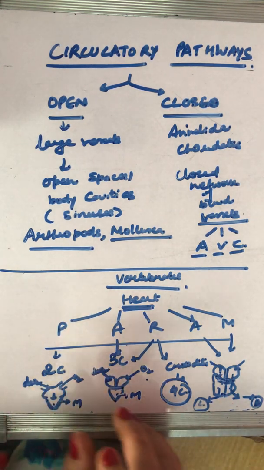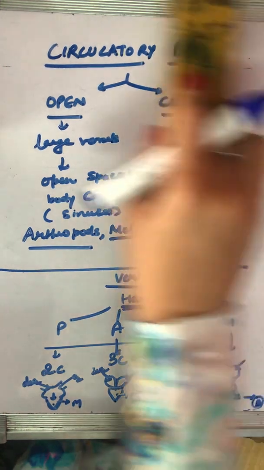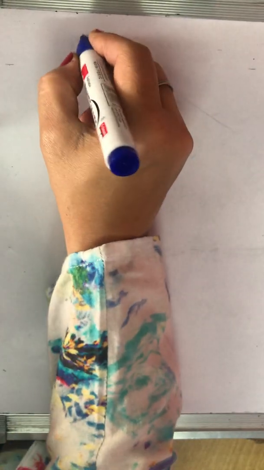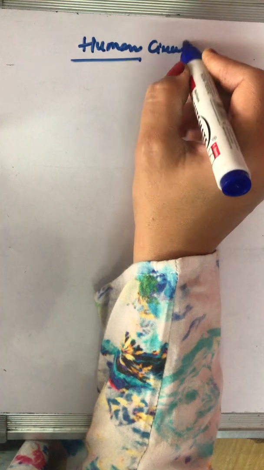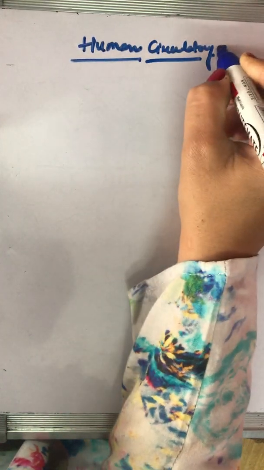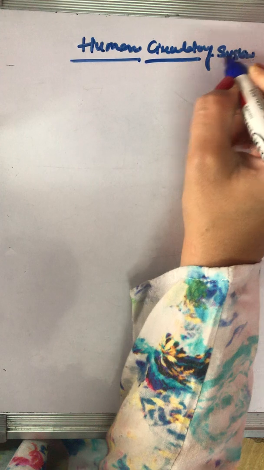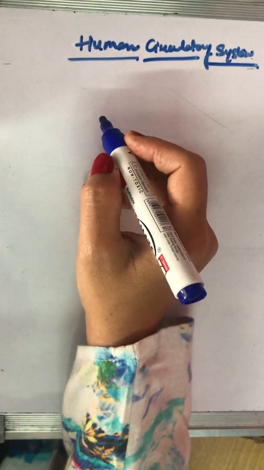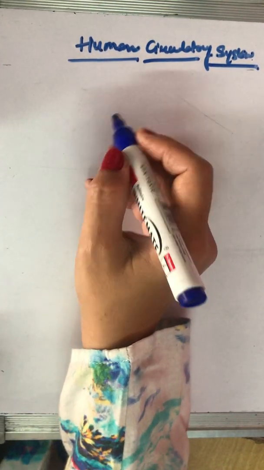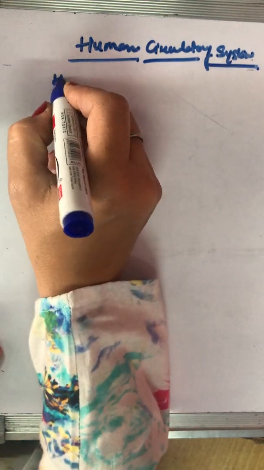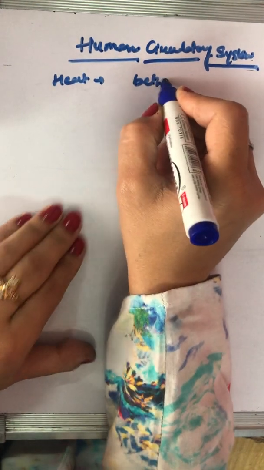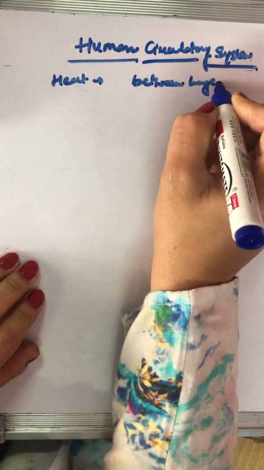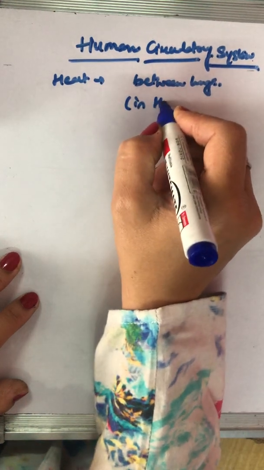Starting with the drawing first. Human circulatory system. Right? Now, first of all, where is it located? Heart. Location is between lungs. Where? In thoracic cavity.